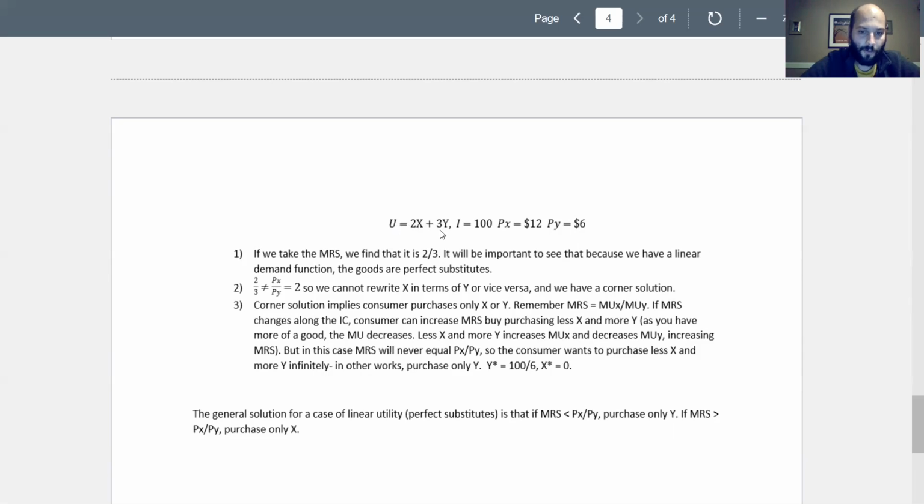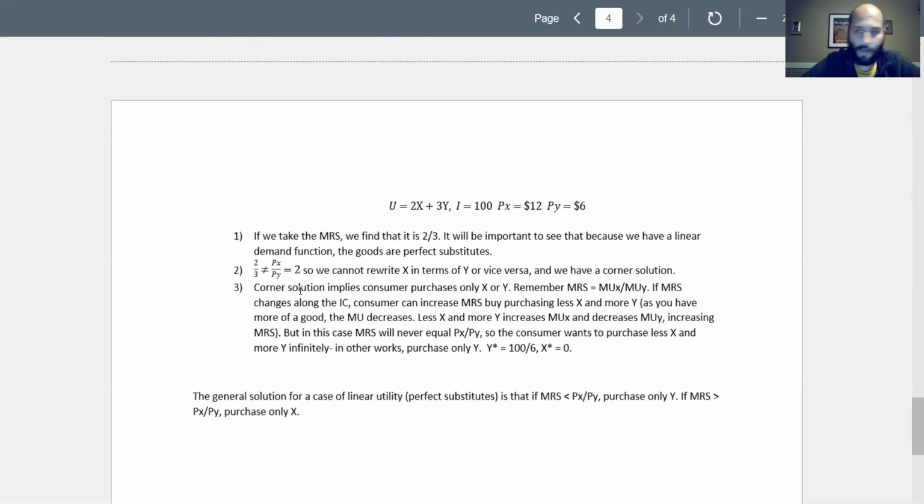There's no x term over here, so the derivative of this part with respect to x is 0. And when we take the derivative with respect to y, we get 0 plus 3, or just 3. All right, so MUX over MUY is 2/3. What's our price ratio? Our price ratio is 2, and we know that 2/3 is never going to equal 2. So we know we have a corner solution here. Now all that remains is to remember which of the two goods we are going to purchase all of, or spend all of our income on only one good.